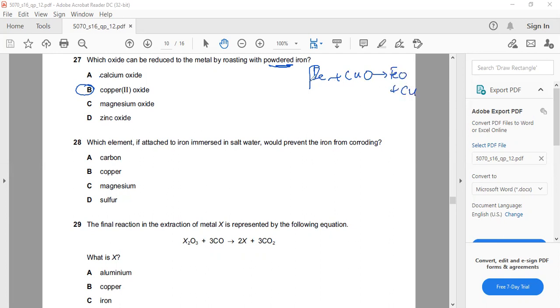There's a rule in the reactivity series. This question is what we study in the reactivity series. The more reactive metal can reduce the less reactive metal from its oxide, and it can take the oxygen. Reduction means taking oxygen, loss of oxygen. So iron can cause the loss of oxygen in the metal below it.